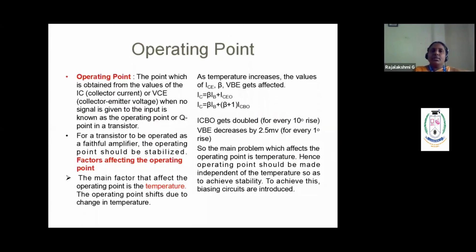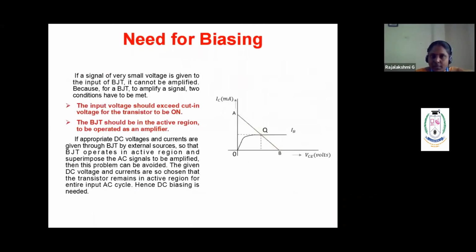Next concept is the operating point. In the previous slides, I was talking about the DC load line analysis. In the DC load line, if you see, here itself there is a need for biasing. There is a curve I have shown there. A point is marked, no, Q point.